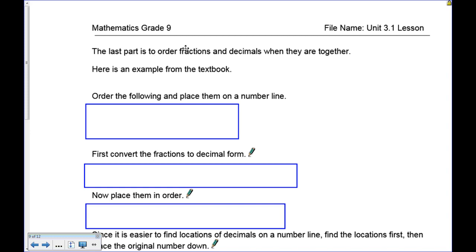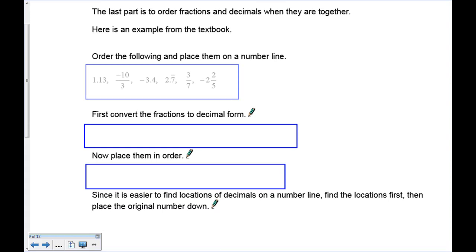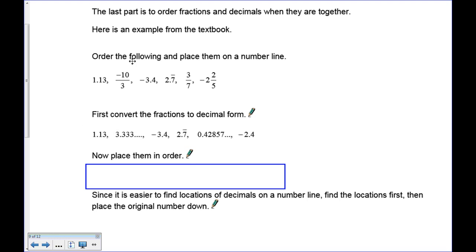All right, so the last part is to put decimals and fractions together. In the textbook, this is the one that they do. They say, order the following numbers and place them on a number line. All right, so first we're going to convert only the fractions into decimals. Now, 10 divided by 3 is negative. This should be a negative here. Okay, and then everything else turns out like this.